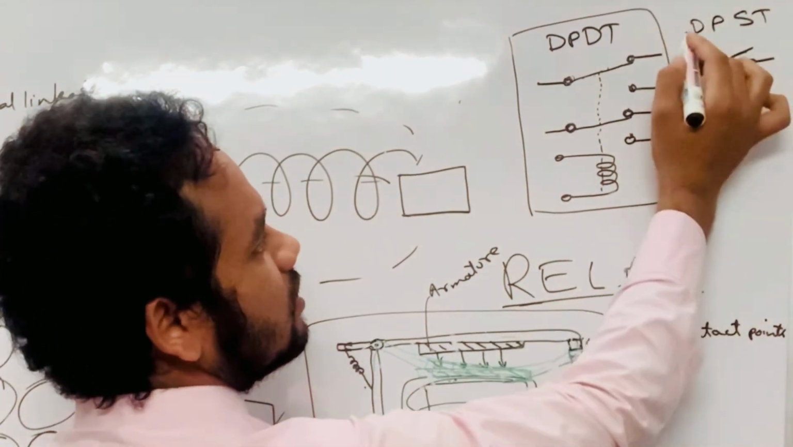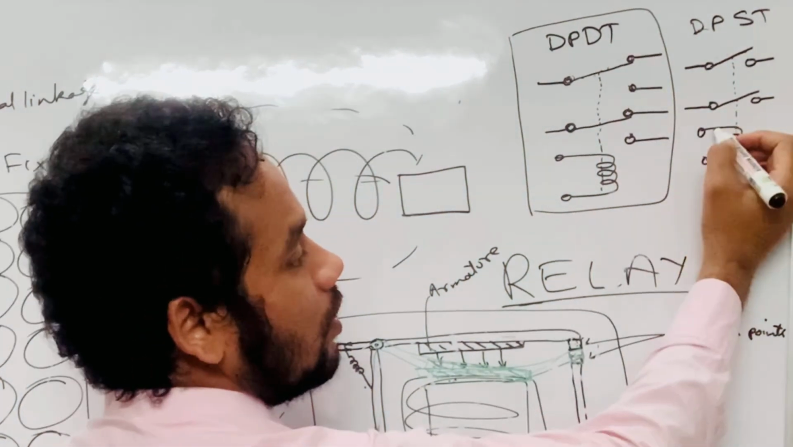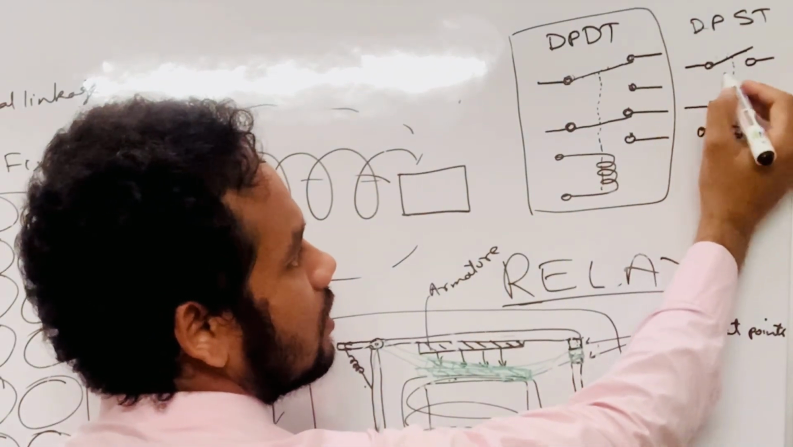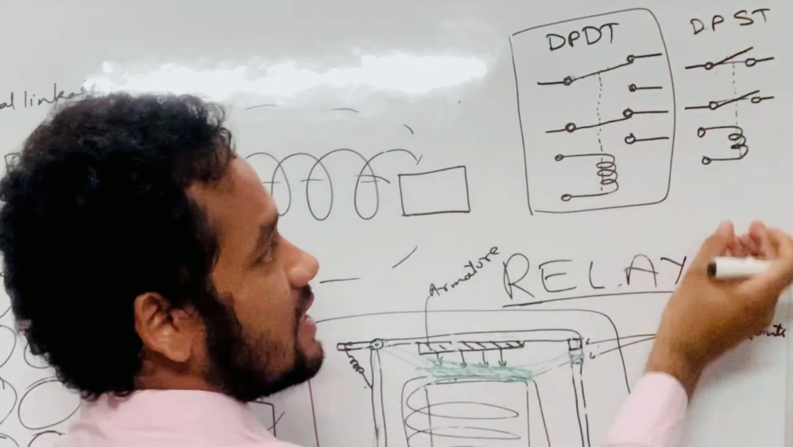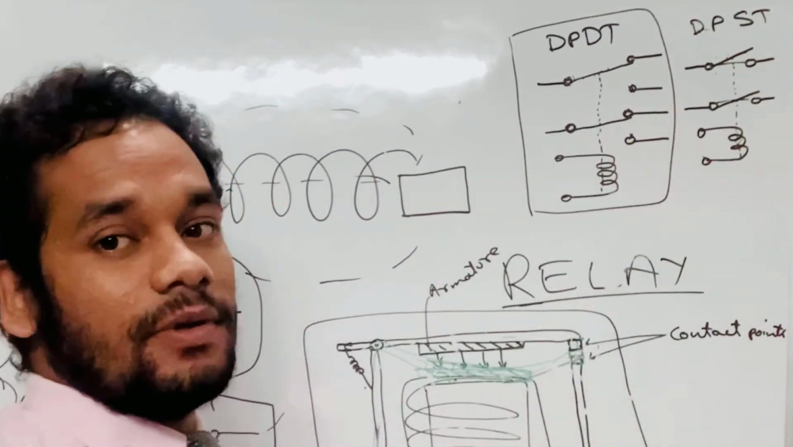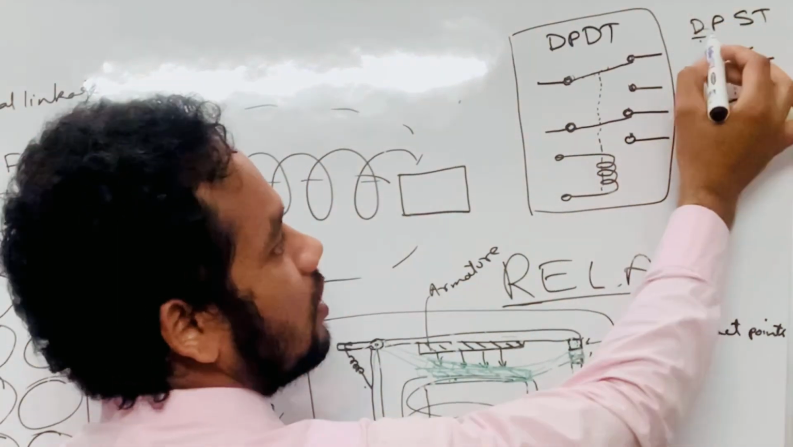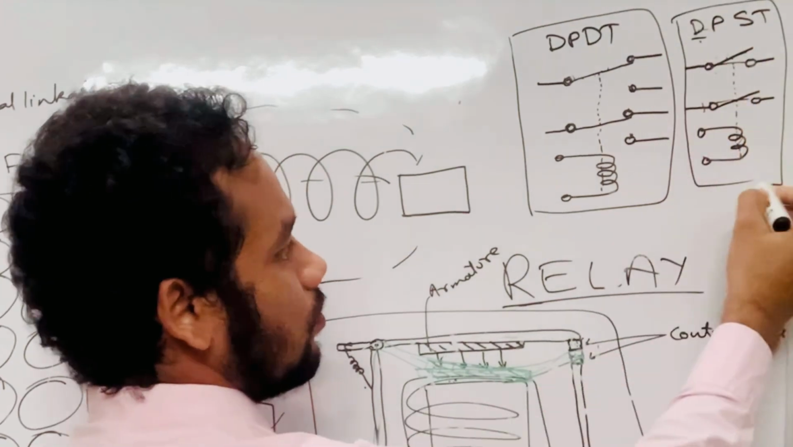So how does this double pole single throw operate? When the relay is energized, it will attract both these armatures together and they will close like this. Okay, together. That means in one single action both the circuits will be completed. That is the single throw. Hence such a type of relay is called DPST, double pole single throw.